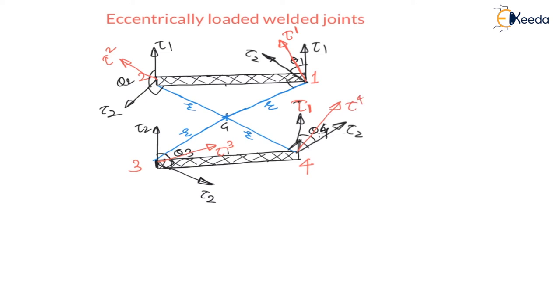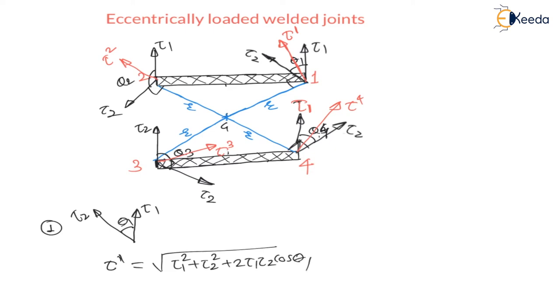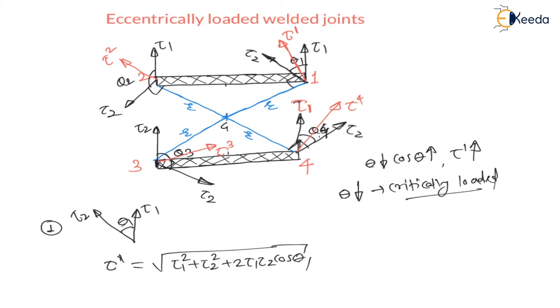As we have already seen in the bolted joint, consider corner 1, where there is upward tau 1 and tau 2, with angle theta 1 between them. The resultant at corner 1 is the square root of tau 1 squared plus tau 2 squared plus 2 tau 1 tau 2 cos theta 1. As theta decreases, cos theta increases, therefore the resultant shear stress increases. Therefore, the corner having minimum theta is critically loaded, because it has the maximum cos theta and maximum shear stress, and failure will start from this critical point.